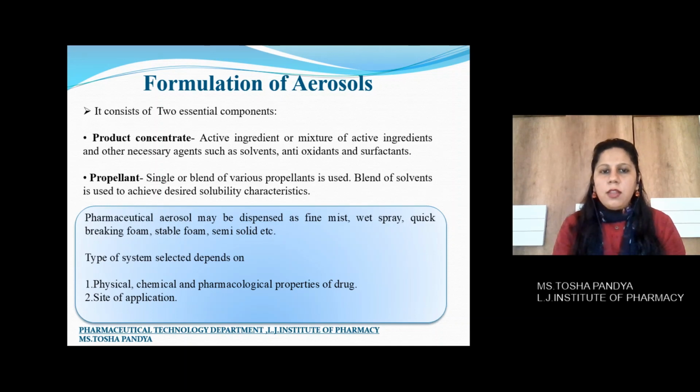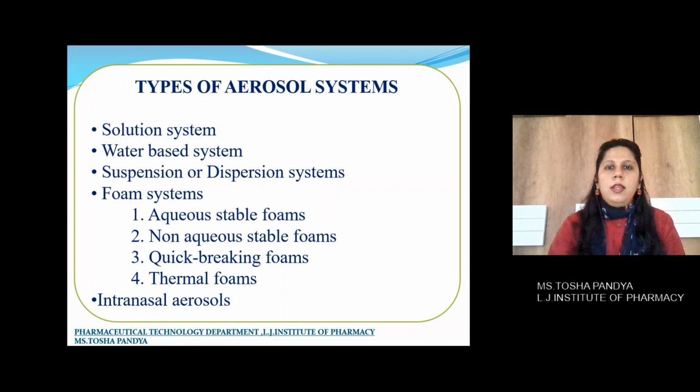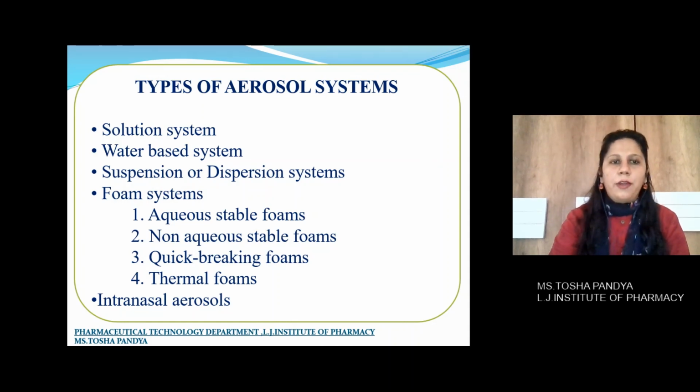Now we have seen that the pharmaceutical aerosol may be dispensed in various forms. However, the type of system selected depends on the physical, chemical and pharmacological properties of the drug and, next, on the site of application. These are the different types of aerosol systems you see: the solution system, the water-based system, the suspension or dispersion system. Then in the foam system, you have four types of foams, and the last one is the intranasal aerosols.